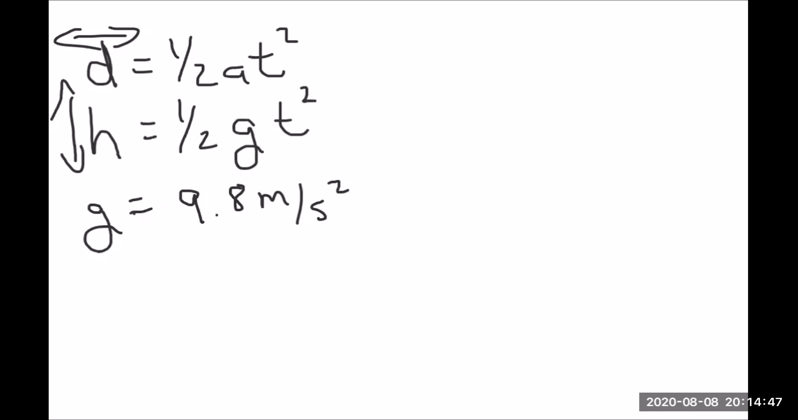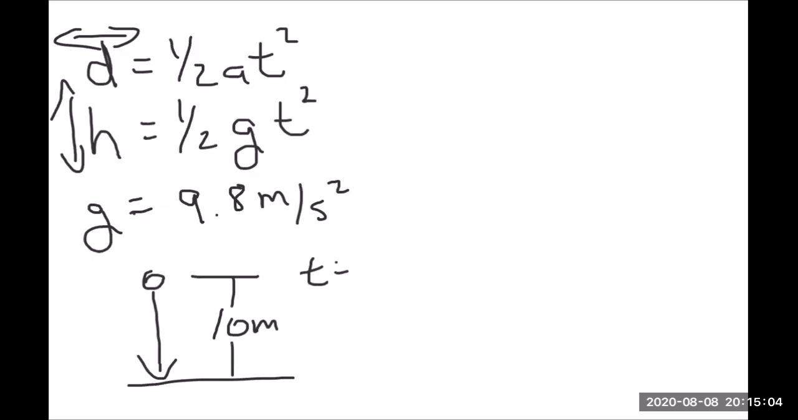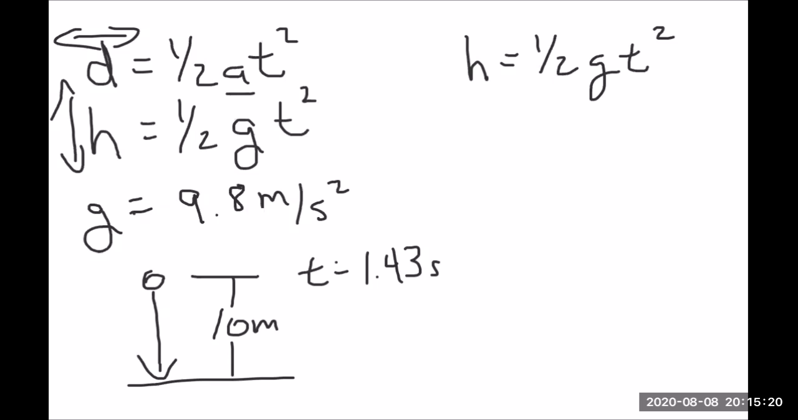So let's say we drop a ball from a height of 10 meters, and we time it, and it takes 1.43 seconds to hit the ground. So we can come up here, h equals 1/2 g t squared. This is the same as we did solving for a after the motion lab. It's the same math, just different numbers. So our height would be 10 meters.